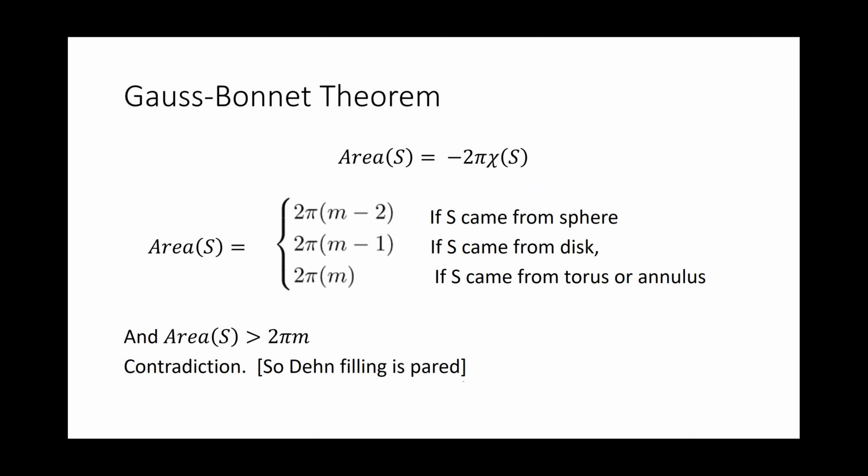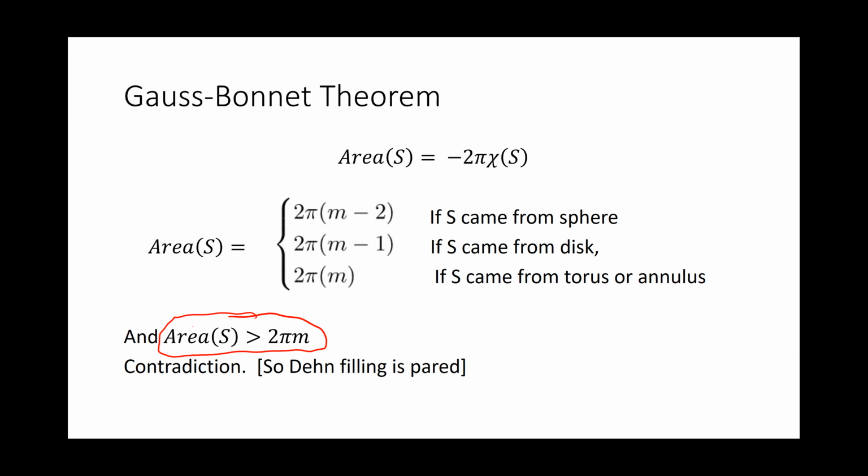If it's a sphere, that's 2 pi m minus 2. If it's a disk, that's 2 pi m minus 1. If it's a torus or annulus, that's 2 pi m. And from the previous slide, the area is also strictly greater than 2 pi m. And in all of these cases, you have a contradiction. And that is the end of the proof.